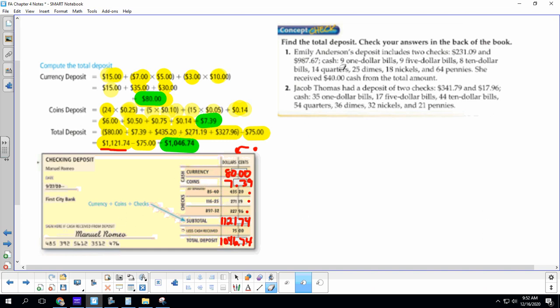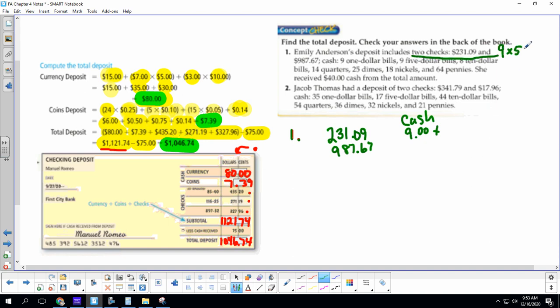All right, so let's take a look at 1 and 2. I'm going to show my work below, so we'll work here. I'll go green. Okay, number one, Emily has two checks, 23109 and 98767. She's got cash, so I'm going to do my cash total here. 9 $1 bills. 9 $5 bills, that's 45. 8 $10 bills, that's 80.